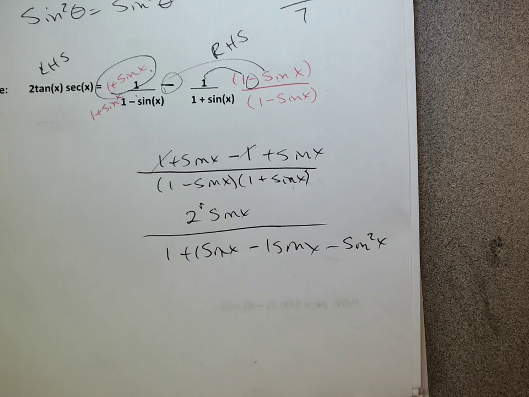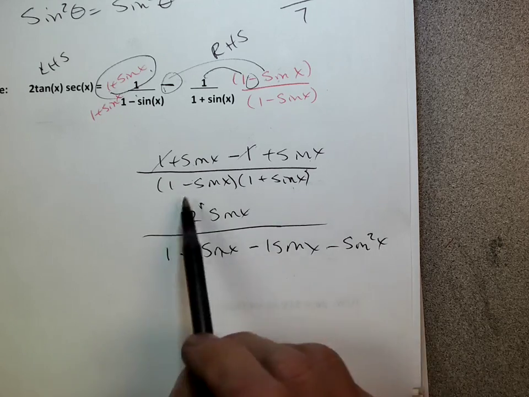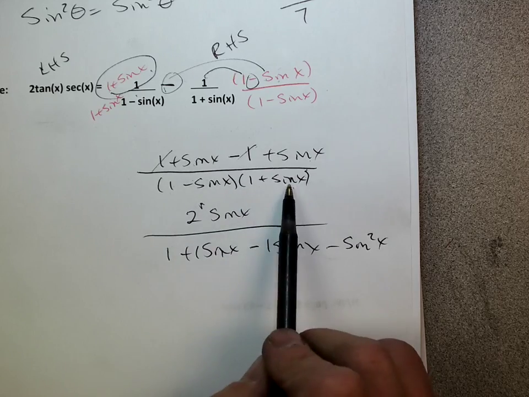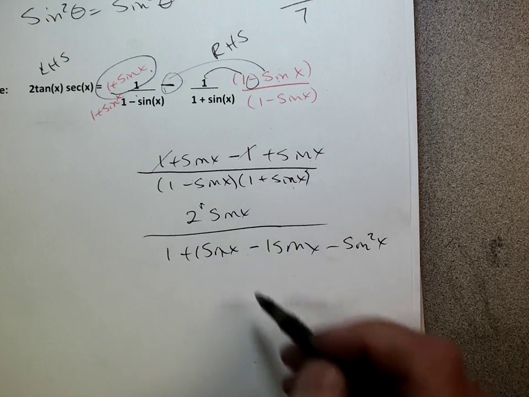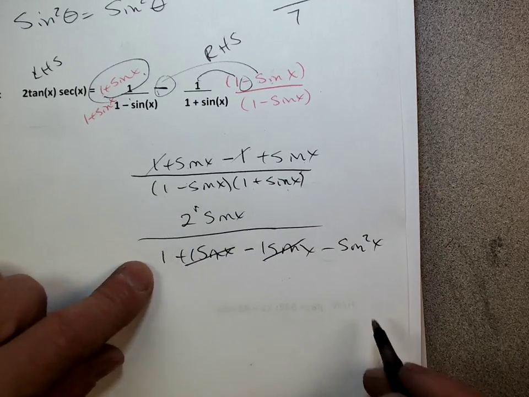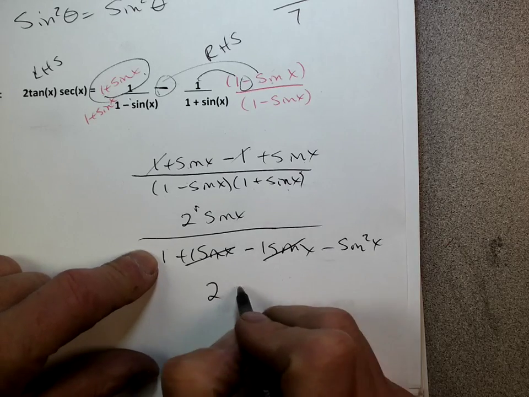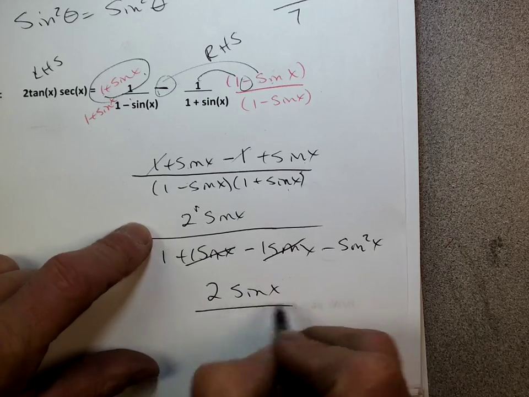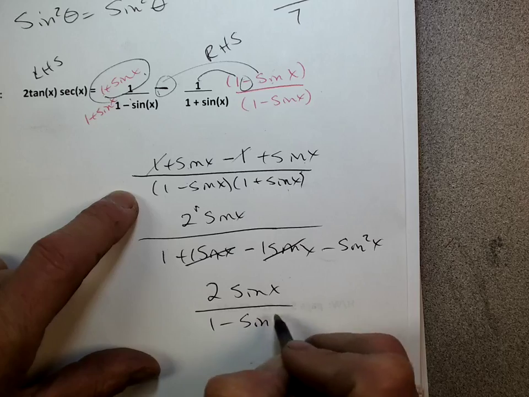I saw that. I'm going to show you why it's going to be a 1 minus sine squared real quick, because if I do FOIL it, I get a 1 sine, I get a negative sine, and a negative sine squared. Then these two will cancel each other out, okay? And I'm left with a 1 minus sine squared, okay? So let's see what I have. I have a 2 sine of x over a 1 minus a sine squared of x.